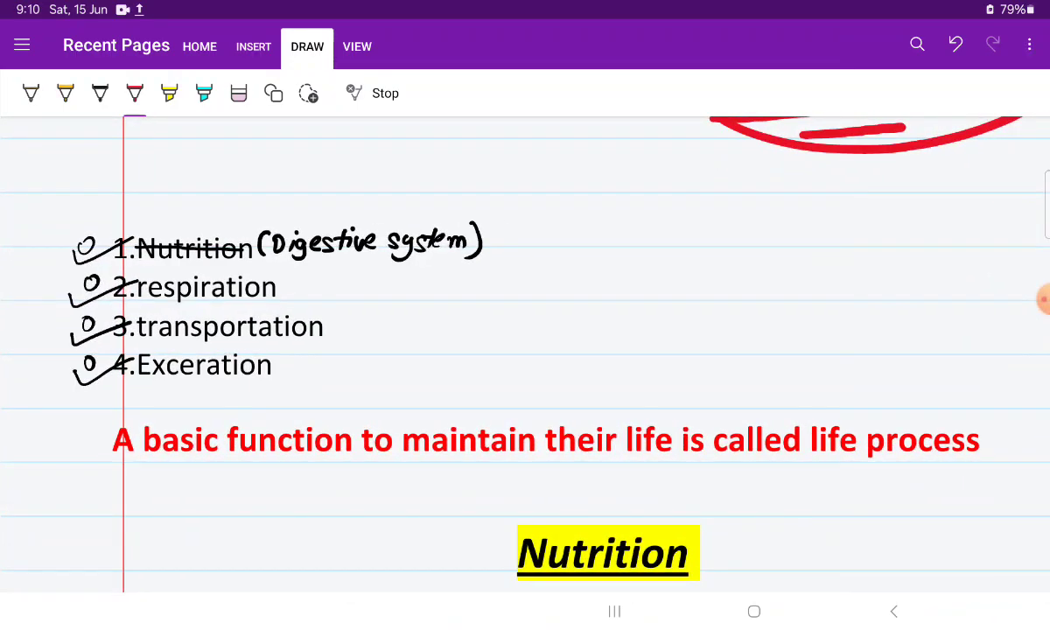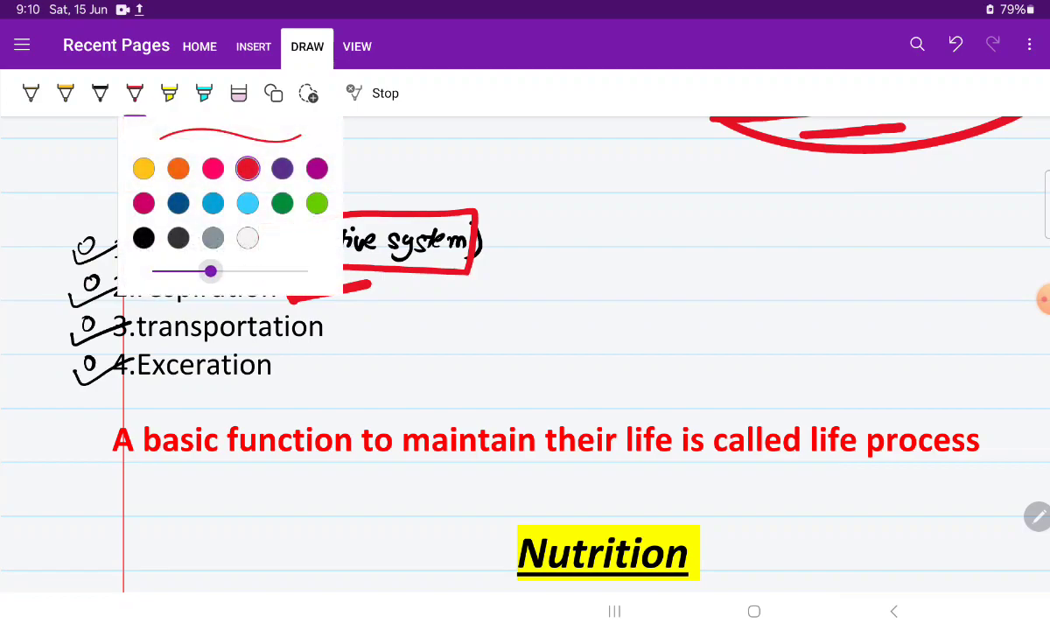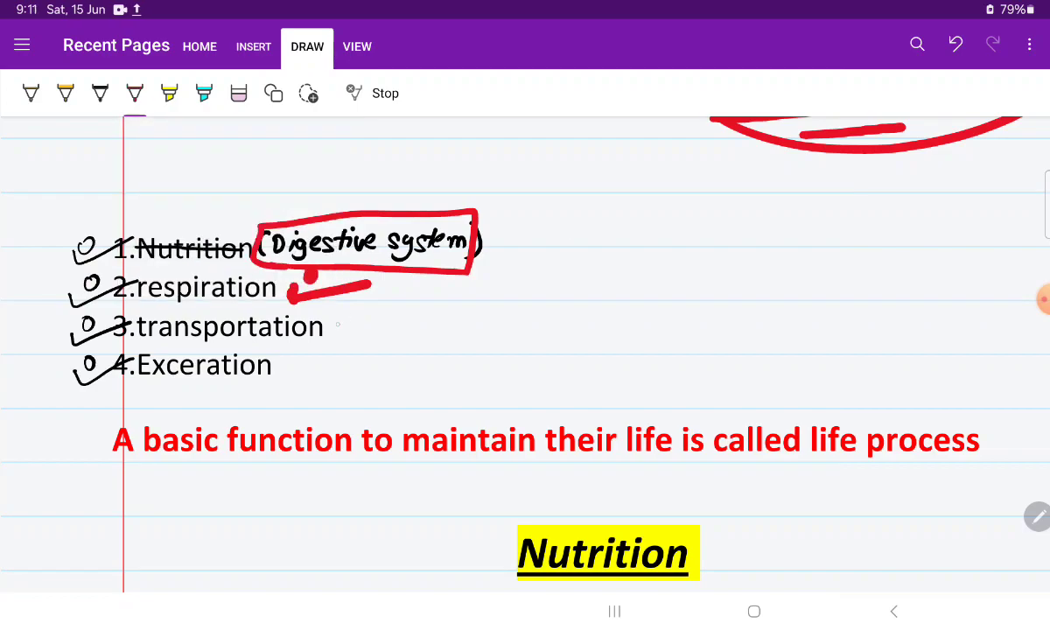First, let's see the quick important topics that we have to study in this chapter. First of all, the digestive system. This is the most important. Respiration. This is also important. Transpiration. This is also important. And excretion. Excretion is the most important thing.